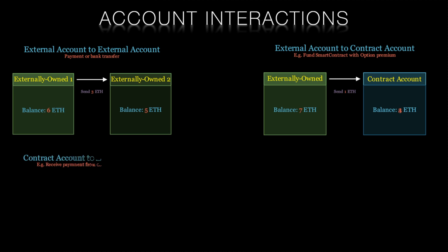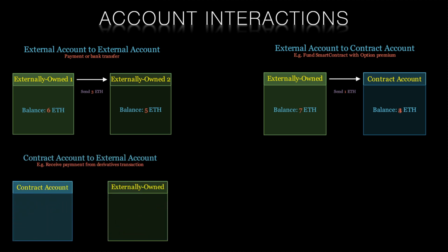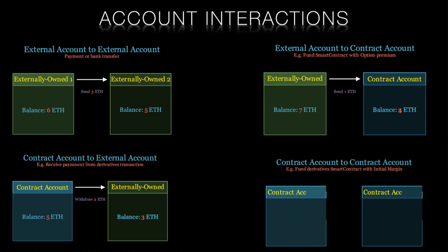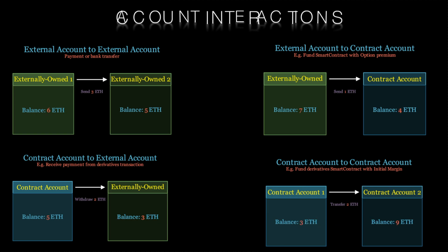3. Contract account to external account. A good example here is to receive payments from a derivative smart contract. 4. Contract account to contract account. If an option is exercised, some funds may move from the first contract to the second as initial margin.